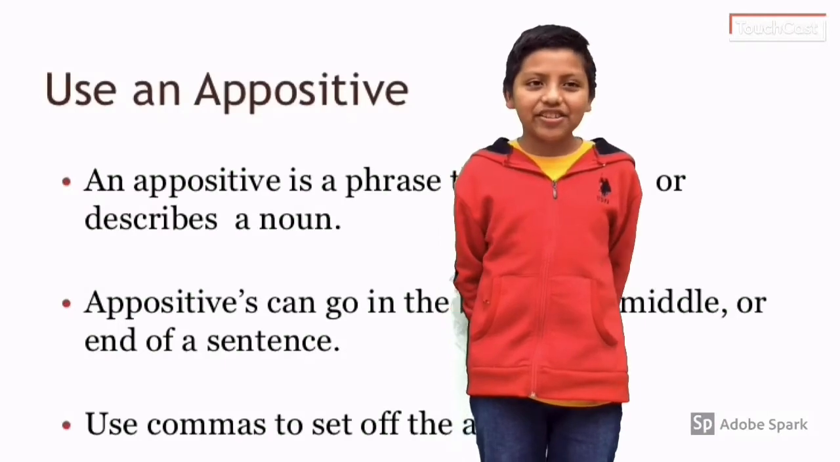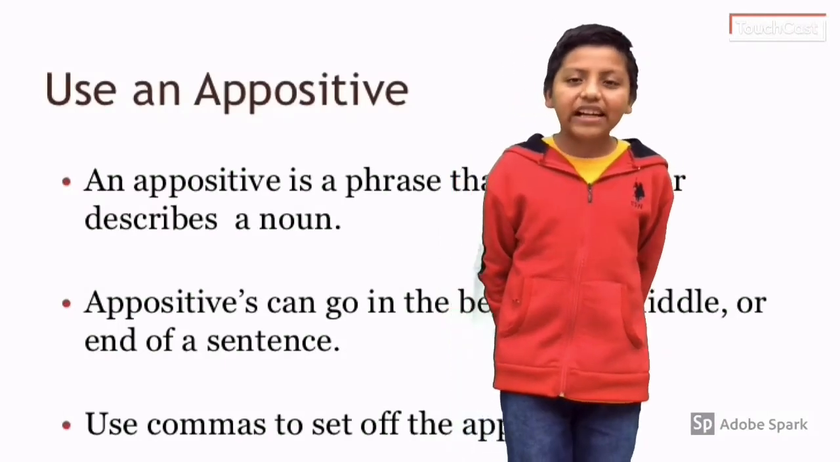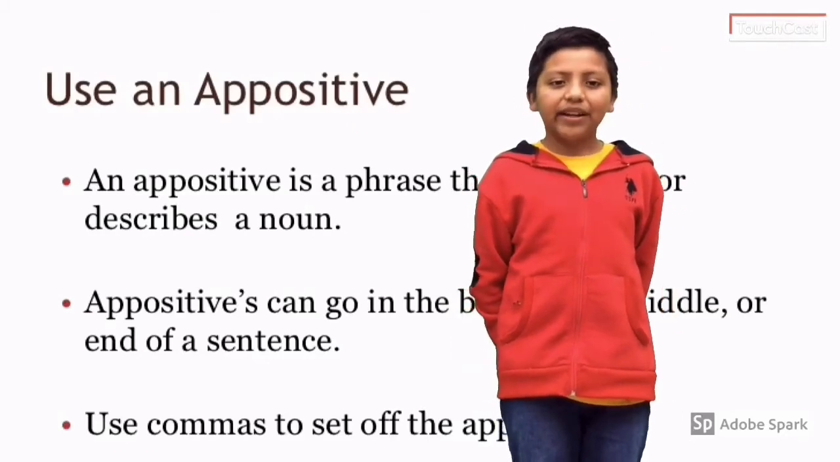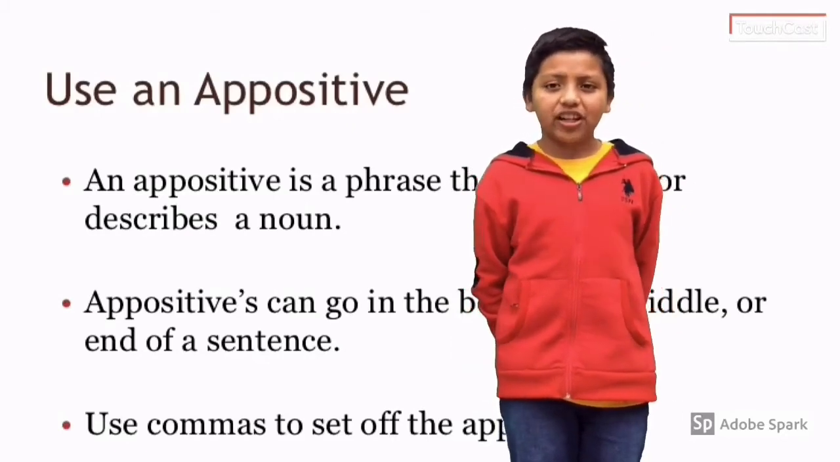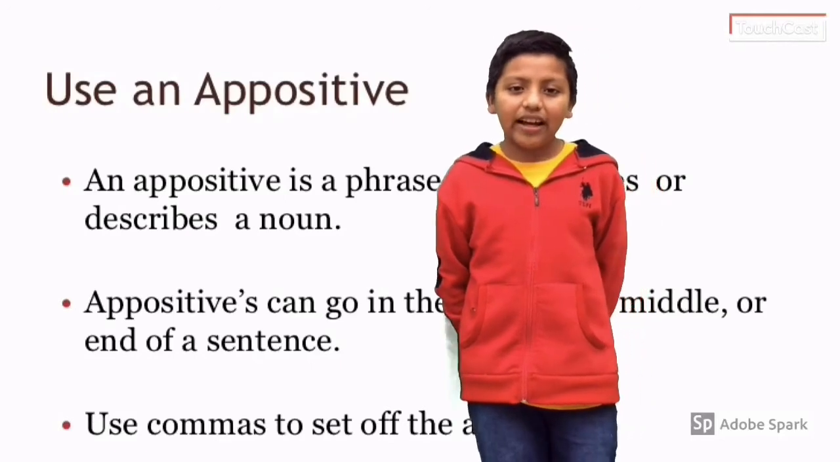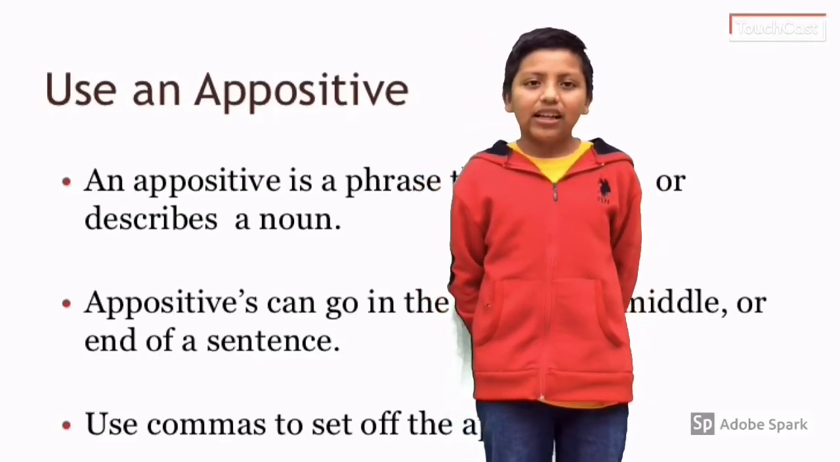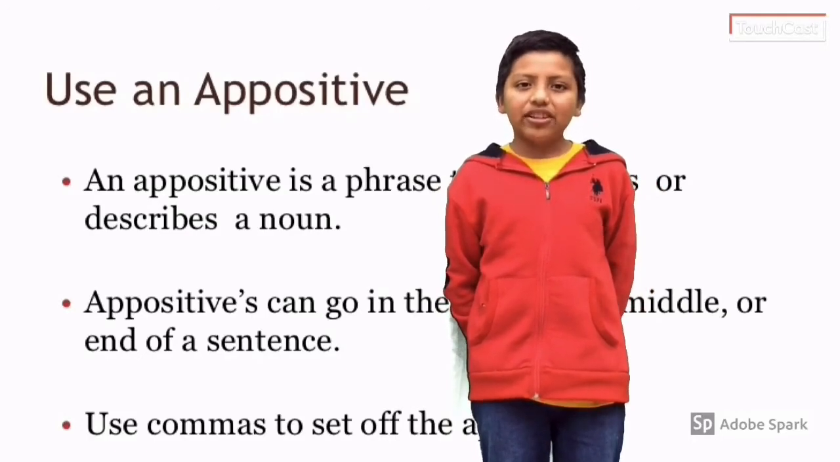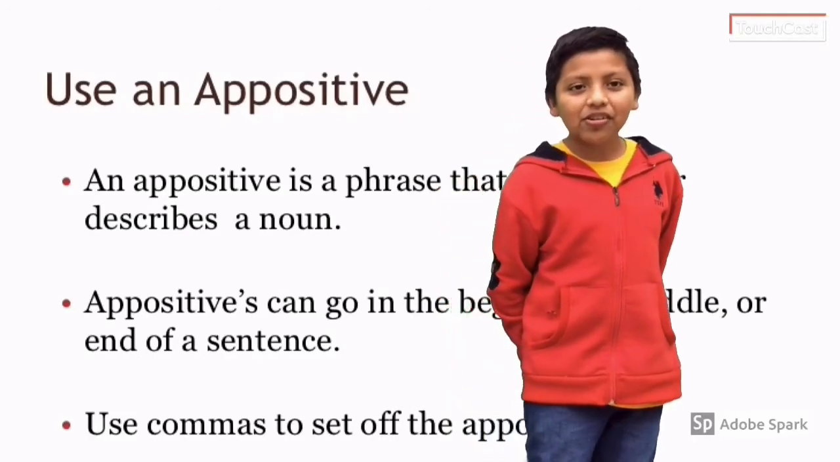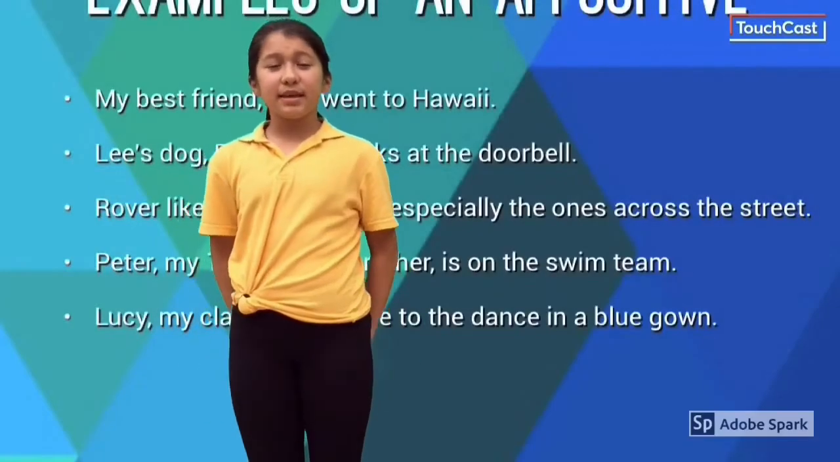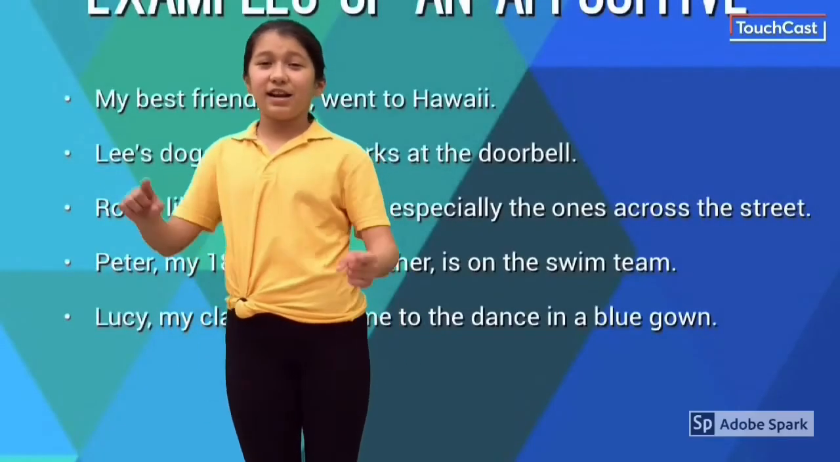Now I'm going to show you how to use an appositive. You can use an appositive by adding the noun at the beginning and adding more information about the noun, providing it in those two or more sentences. An appositive is going to have a one comma rule or a two comma rule. So I am going to be giving you some examples of appositives. So let's get started.